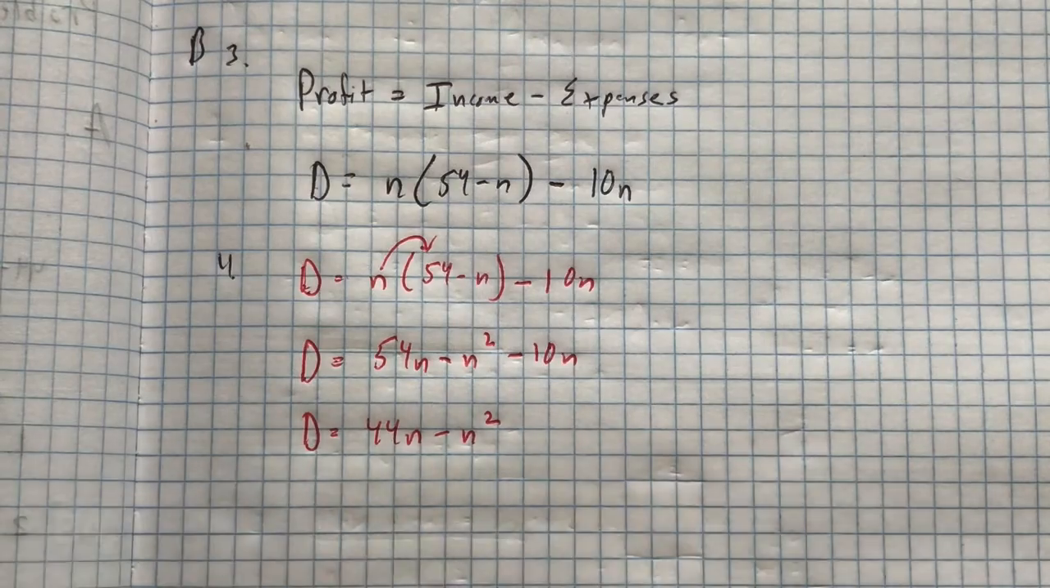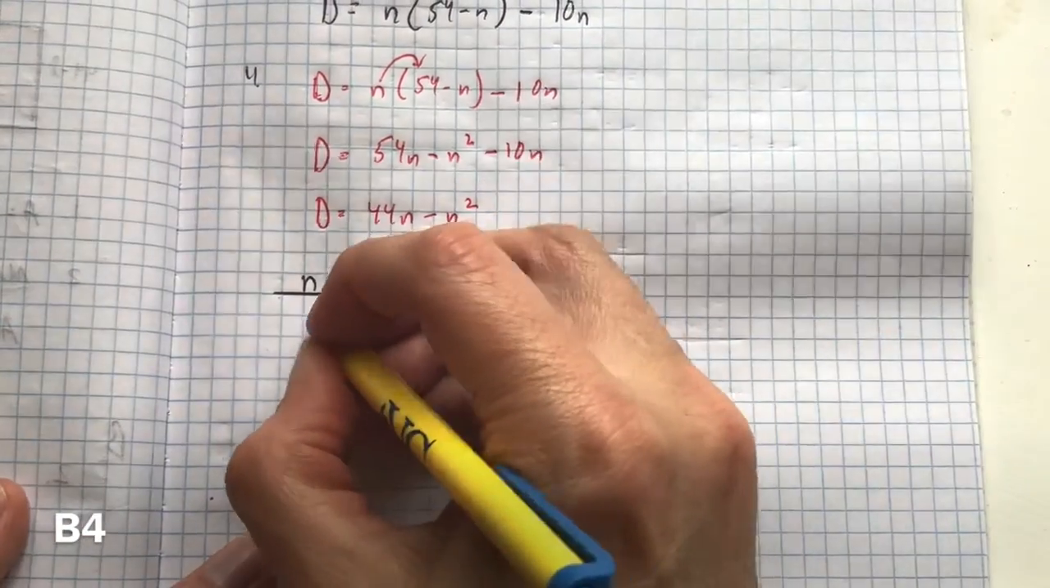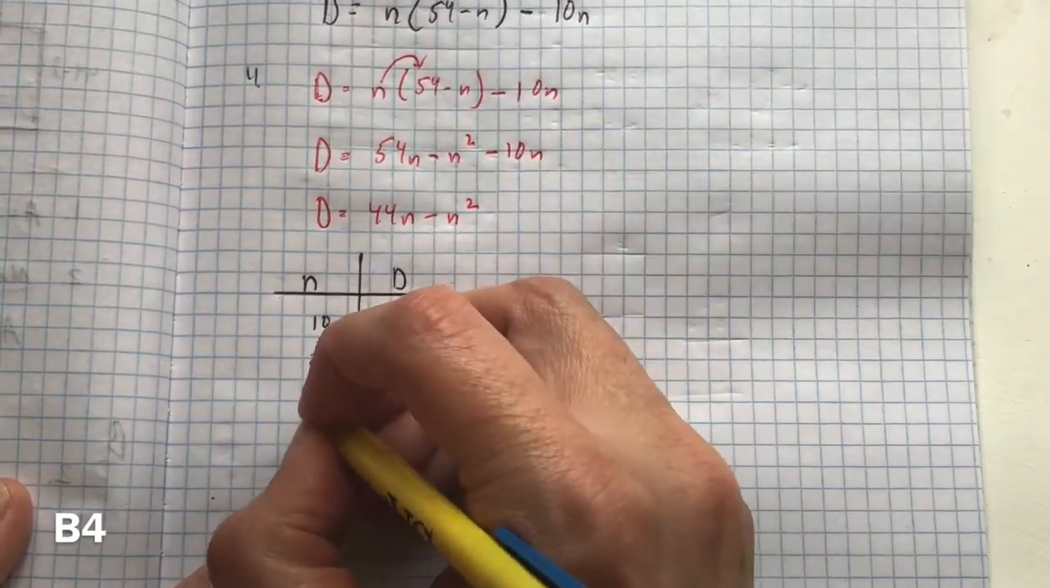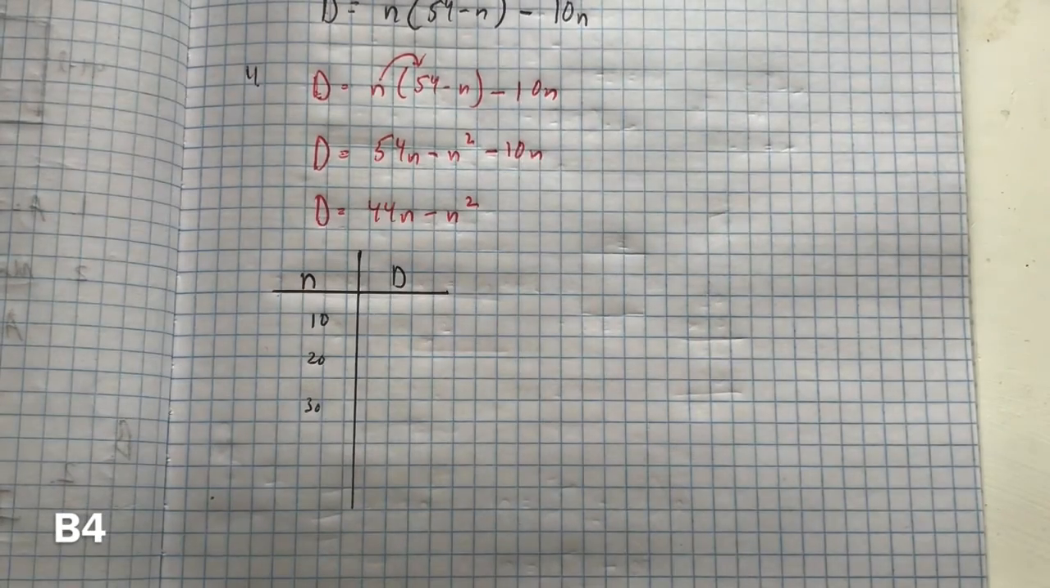We're going to be working with this. Hopefully this looks familiar to what we've done in the past. We're going to plug in values for n to figure out what D equals. This is going to feel very similar to those lengths and finding area. So we're going to make a table of values to see if we can find that maximum daily profit and what it actually is. So let's take a look. For these values to start off, we'll do 10, 20, and 30 to see what we end up getting.